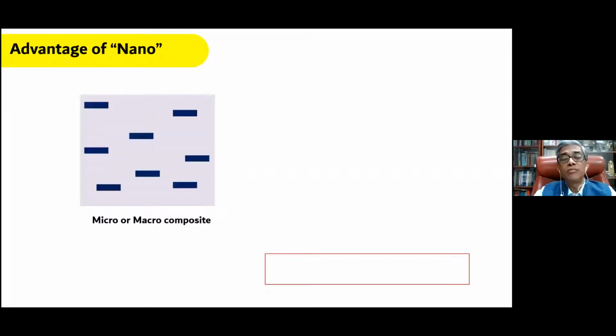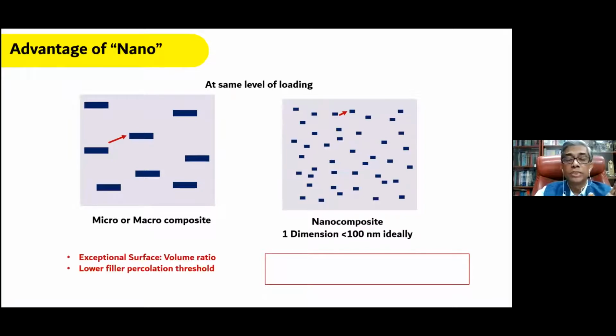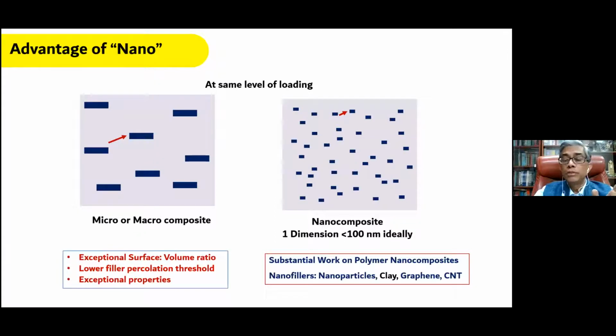What is the advantage of nano? If we say micro or macro composite, because many of our fillers are like this, simple macro level. Okay, at the same level of loading, if I put nano, it will be even smaller than that, distributed well, much smaller. Okay, and at least one dimension has to be less than 100 nanometer. Otherwise, it's not a nano material or nano composite, which you can see. So let me go by that. So what happened? So surface to volume ratio has to be controlled.